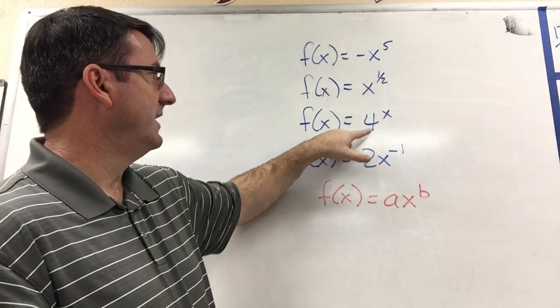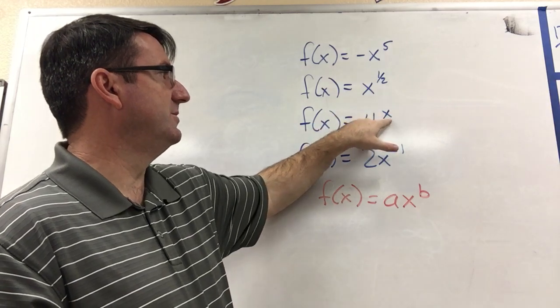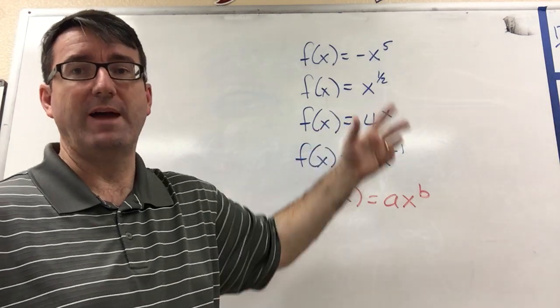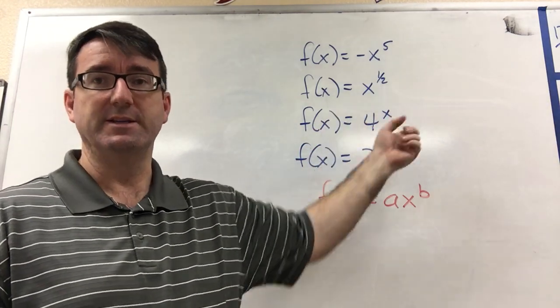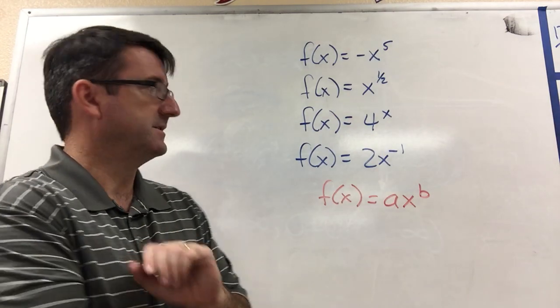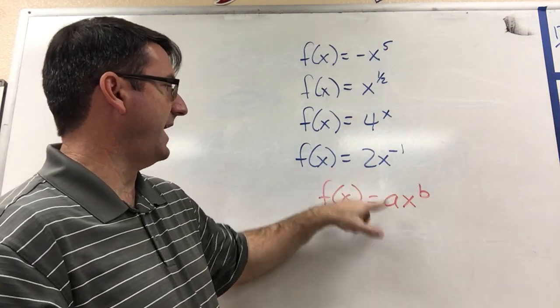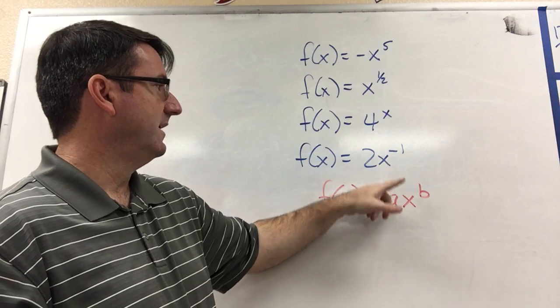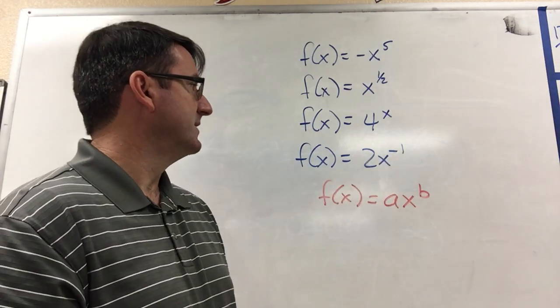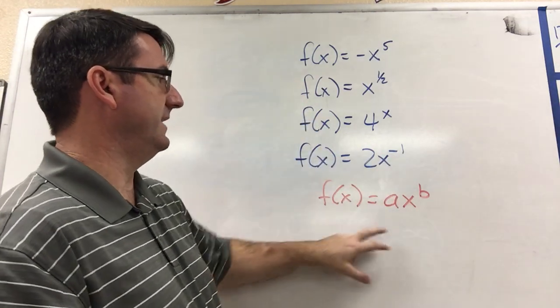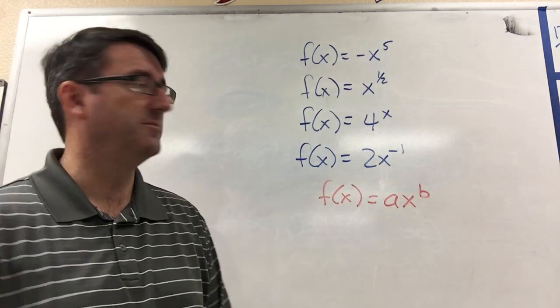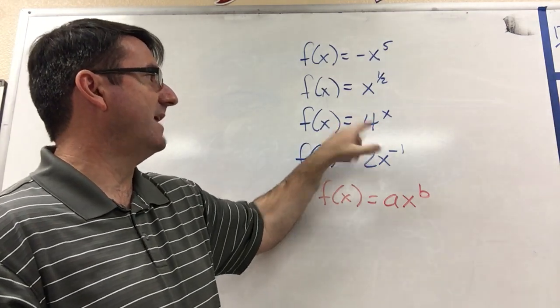Here we have a number to the power of x. That is not a power function. This is an exponential function. And then this one here, our a is 2, our x, and then our b is -1. So all these 3 can all be written in this form, a times x to the b. This one cannot. This is not a power function.